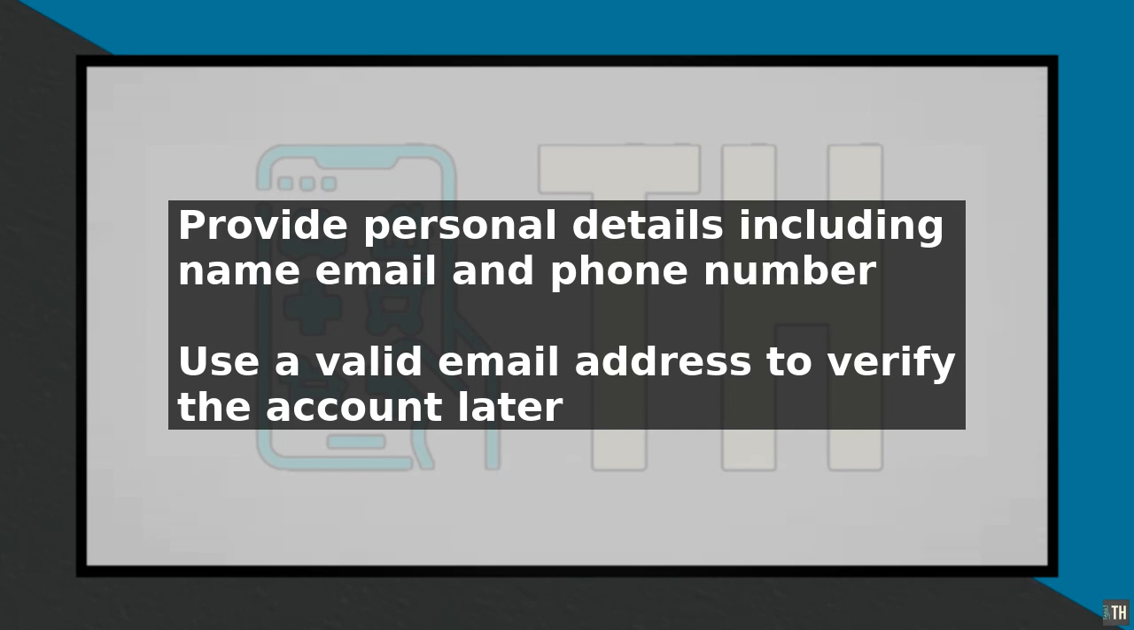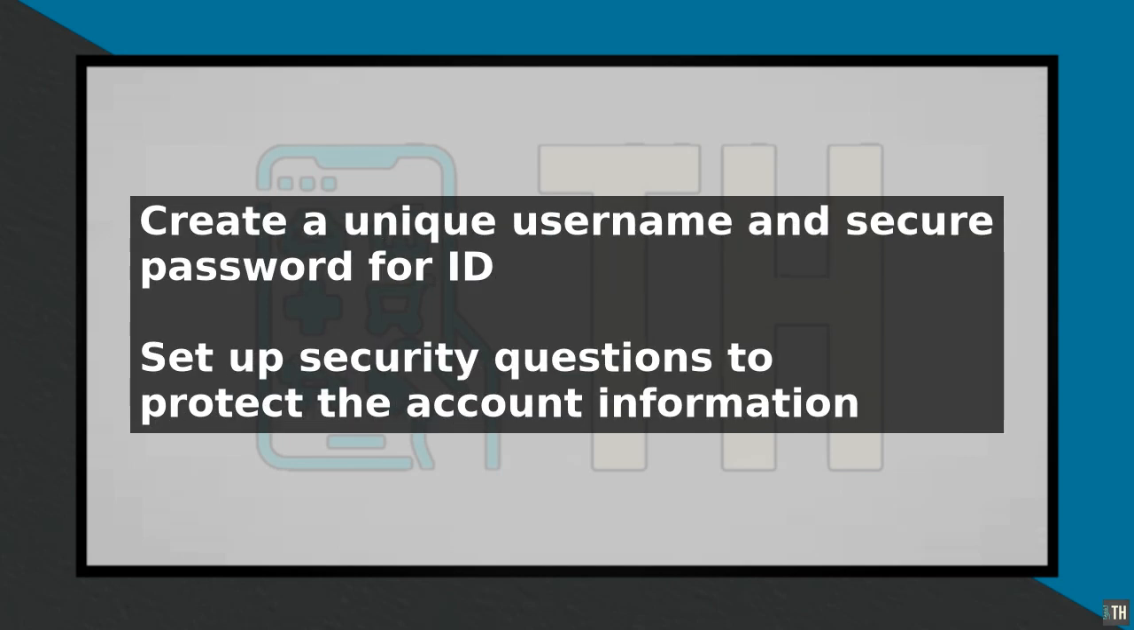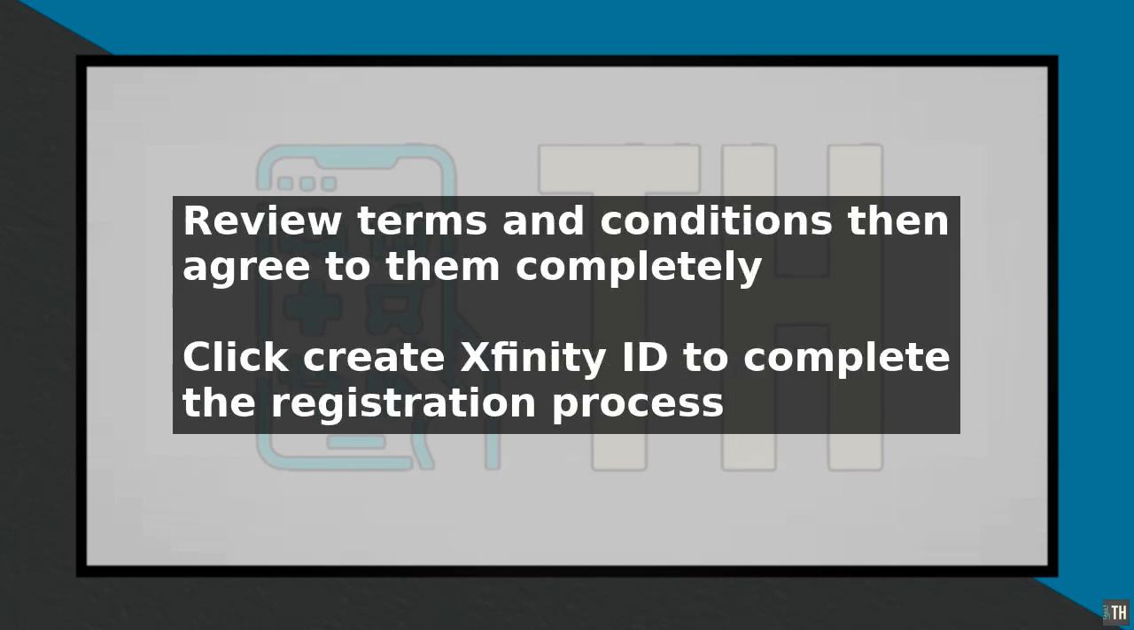You will also be asked to set up security questions, which will help to protect your account in case you forget your password. Next, review the terms and conditions of the Xfinity ID, and check the box to agree to them. Finally, click on the Create Xfinity ID button to complete the registration process. You will then receive a confirmation email to verify your account, and you can start using your Xfinity ID to access Xfinity services and manage your account.